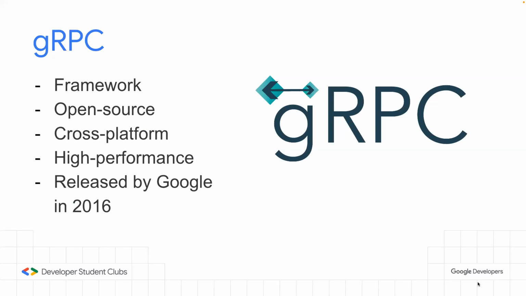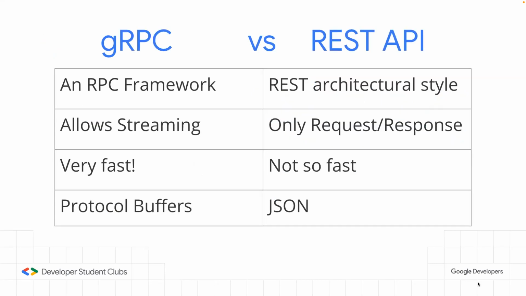gRPC is a framework. It's open source, cross-platform. It's called the High Performance Framework because it's very fast, and it was released by Google in 2016. Some quick notes about the differences. As we covered today, a REST API is just an API that follows REST. Meanwhile, gRPC is an actual framework.